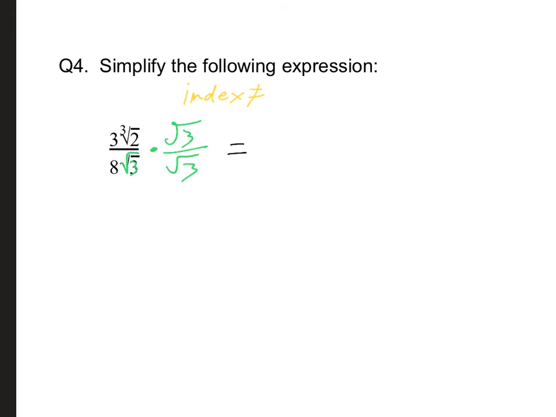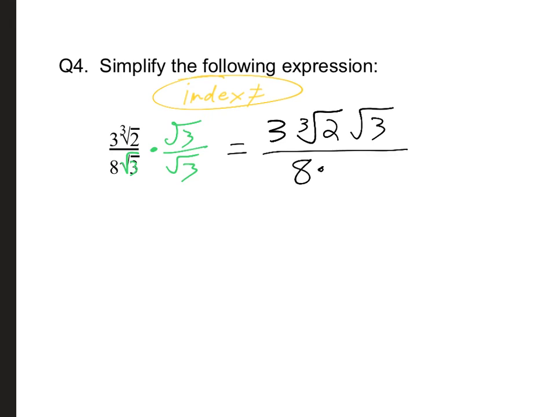Okay, what are we going to get? In the numerator, we have 3 times the cube root of 2 times the root of 3. Can we simplify these two radicals? We cannot simplify them because the indexes are not the same. So we cannot multiply those radicands together. We have to leave it in this form. In the denominator, we have 8 times the root of 3 times the root of 3, which is simply 3.